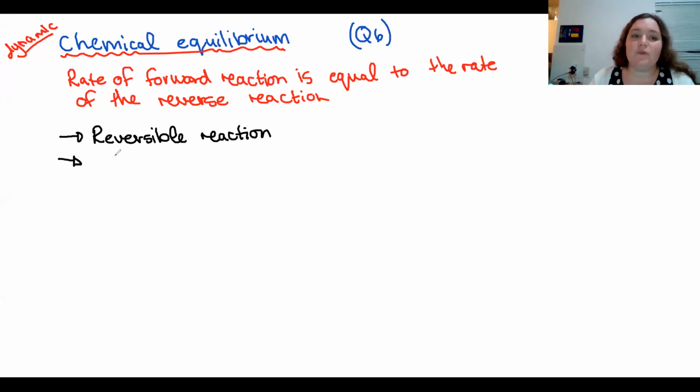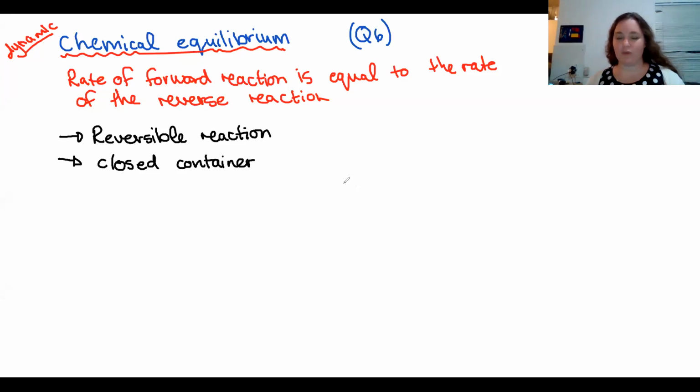The second thing that we need is we need a closed container. So if we have a closed container, what it means is that our products cannot leave the vessel that the reaction's happening in. If you've got a reaction happening in my coffee cup, and it produces a vapor or gas, and the gas leaves, that gas can't then react and turn back into something back in my coffee cup because it's left the system. So we must have a reversible reaction in a closed container.